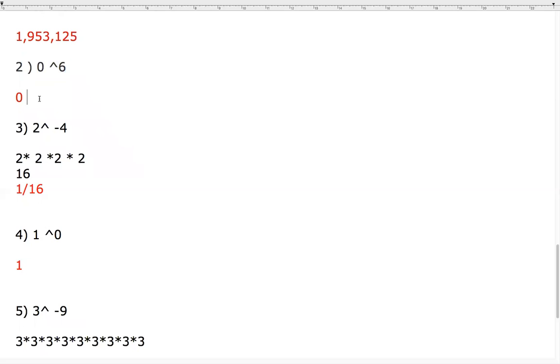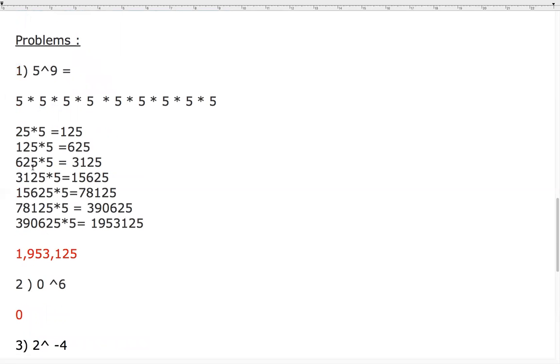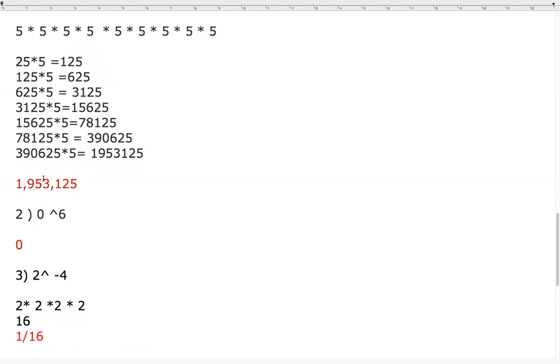So what are you going to do? You multiply 0 into 0 into 0 into 0. Any number which is multiplied by 0 is going to be 0. So the answer is 0. You got it? 0 to the power of 6 is 0. These are the two problems which we solved for the positive exponent. Let's go to the next one.